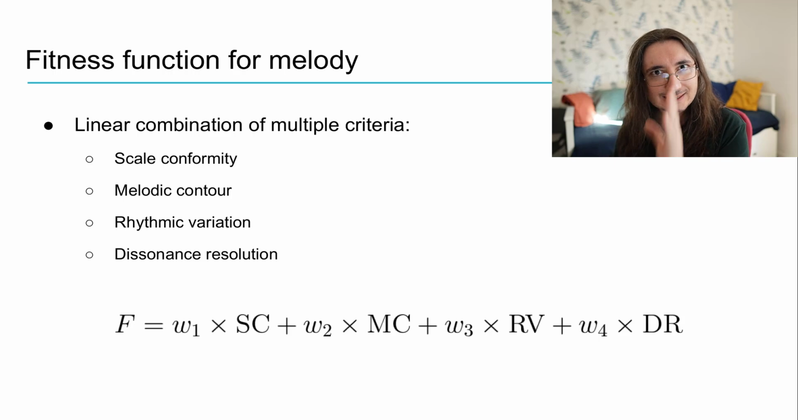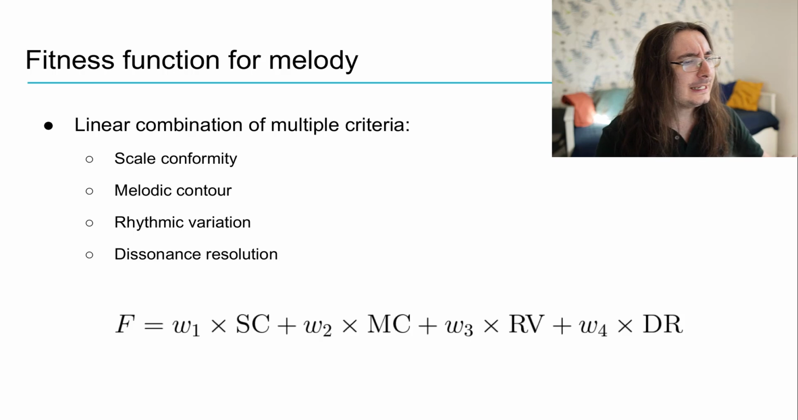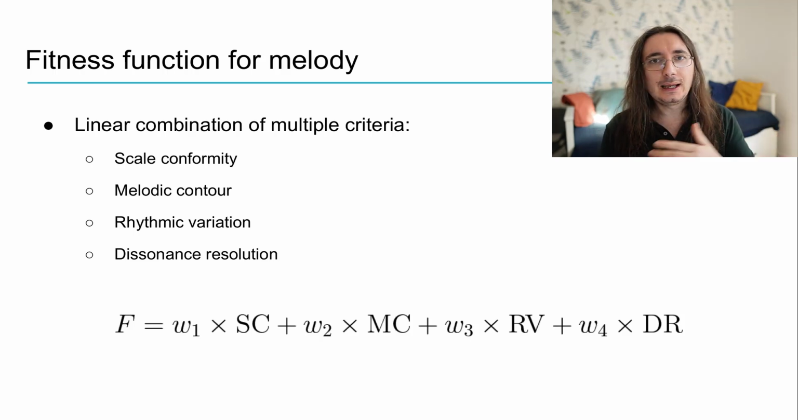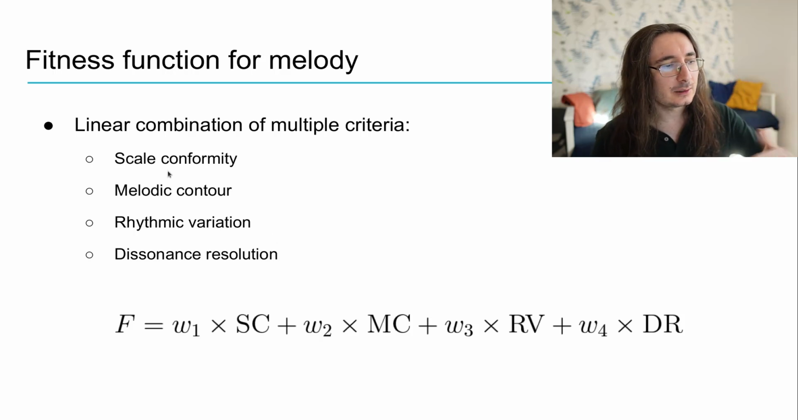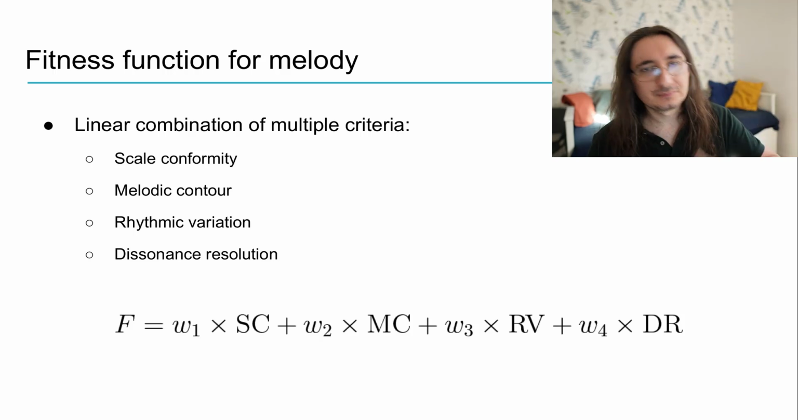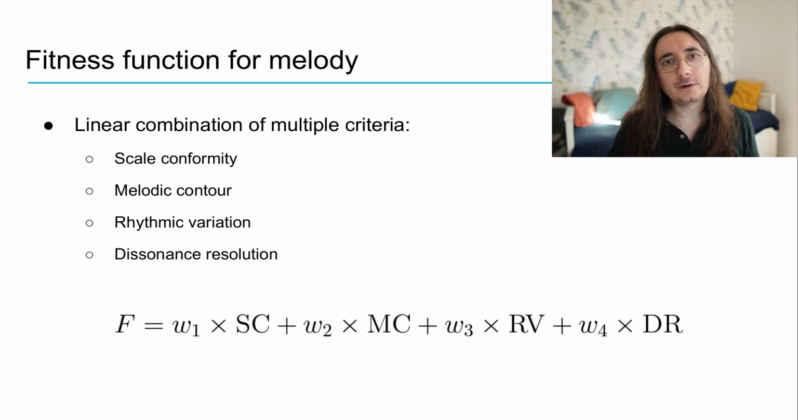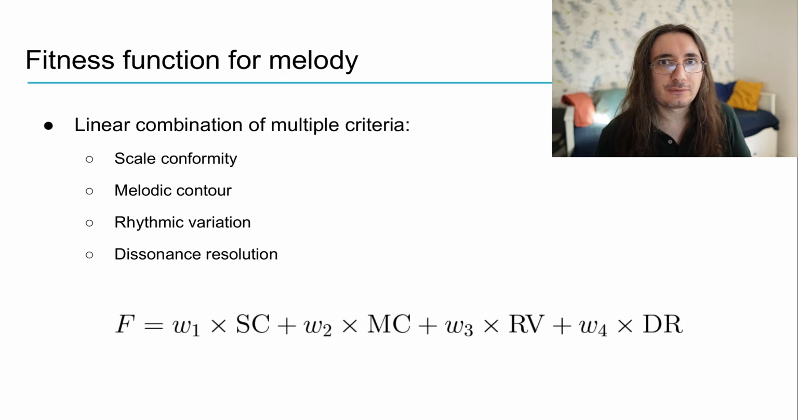Let's take a look at an example of a fitness function for melody generation. So we can come up with a linear combination that accounts for multiple criteria. I call these criteria scale conformity, melodic contour, rhythmic variation, dissonance resolution. Let me give you an idea what I have in mind here. So, scale conformity: whether the notes that you have in a melody are part of a scale. That is an important thing to have in order to have a good melody.